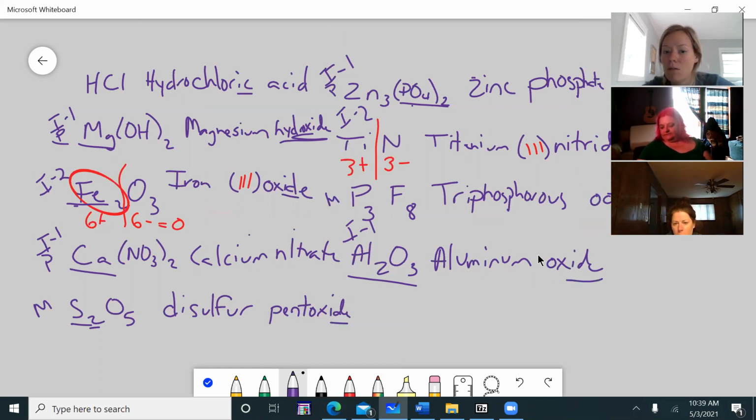People get real like, oh, well, but I need to say that there's 2 of them, and I need to say that there's 3 of them. You don't, because aluminum always has a 3+ charge, oxygen always has a 2-. So if I say aluminum oxide, that is enough information to always produce this formula.